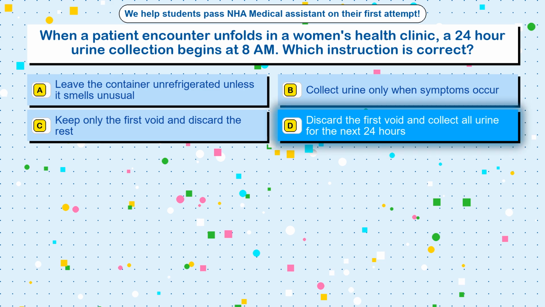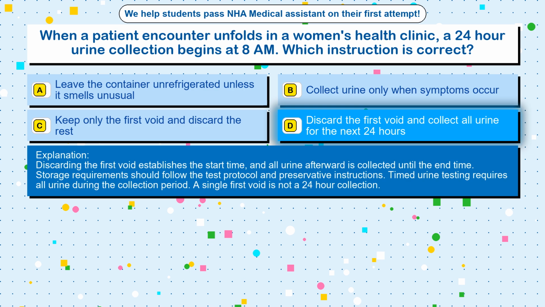The correct answer is option D. Discard the first void and collect all urine for the next 24 hours. Discarding the first void establishes the start time, and all urine afterward is collected until the end time. Storage requirements should follow the test protocol and preservative instructions. Timed urine testing requires all urine during the collection period. A single first void is not a 24-hour collection.